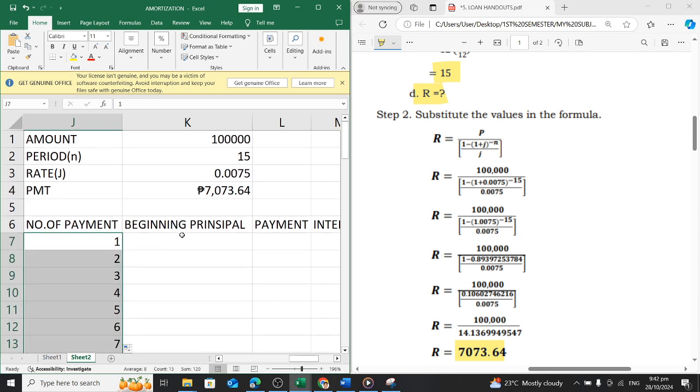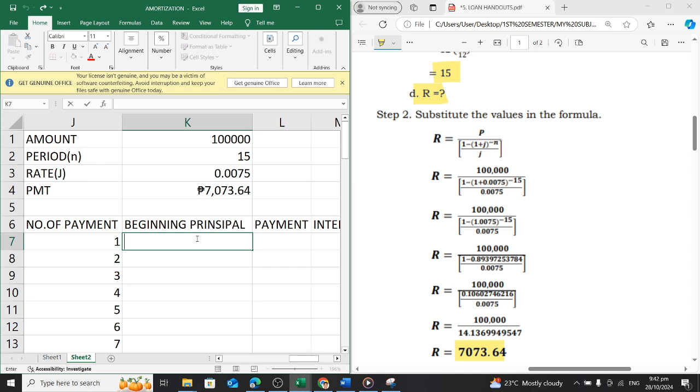Okay, we already know that there are a total of 15 payments. Now, what is our beginning principal? You click that cell, okay? You click that cell, you press equals, and then you press K1, 100,000 pesos. Okay. What about the payment? Again, you click that cell, you press equals, and you click this cell, K4.